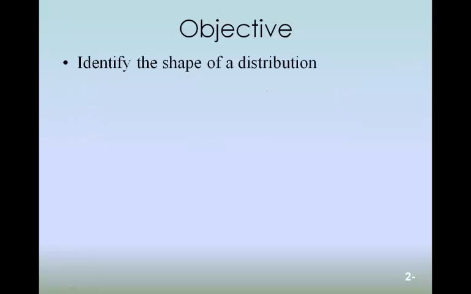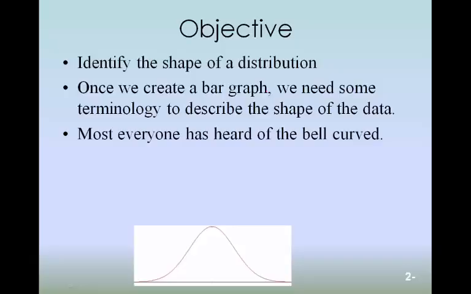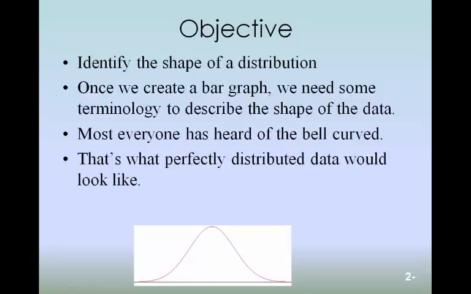Now, our last objective in this module is to identify the shape of a distribution. Once we have created a bar graph, we need some terminology to describe the shape of the data. Most everyone has heard of the bell curve. That's what perfectly distributed data would look like. And that's where the term curve my grades comes from. What you're really asking is for the grade data distribution to be made in a perfect bell shape.